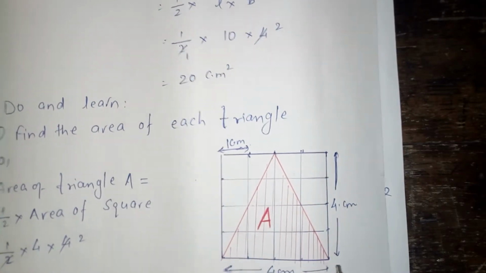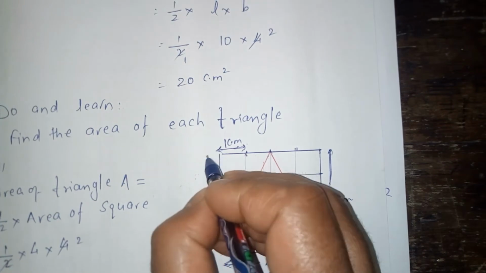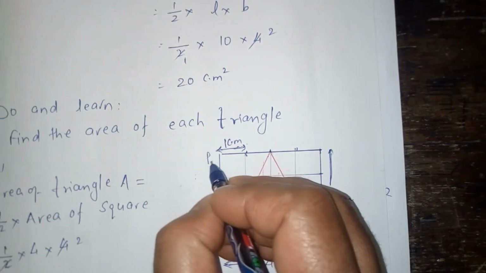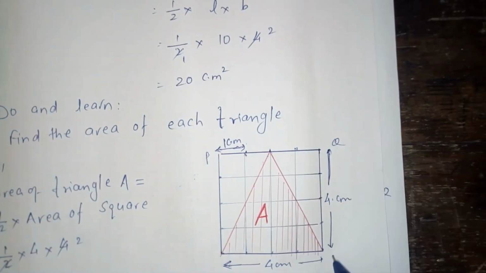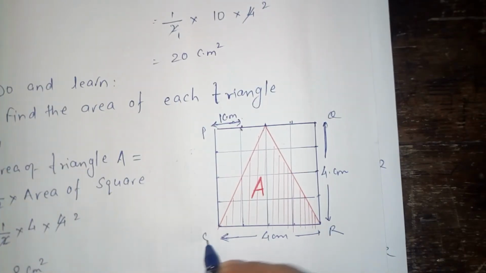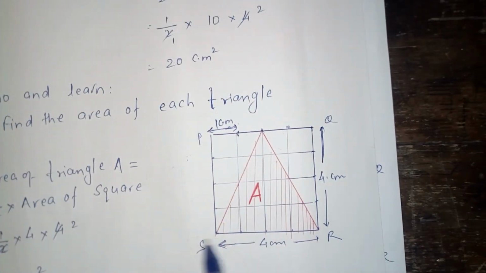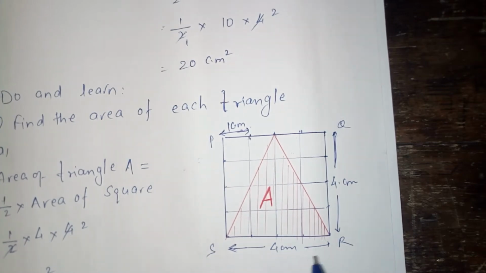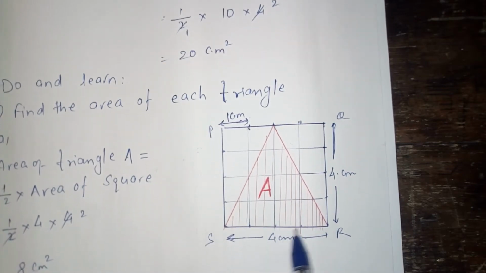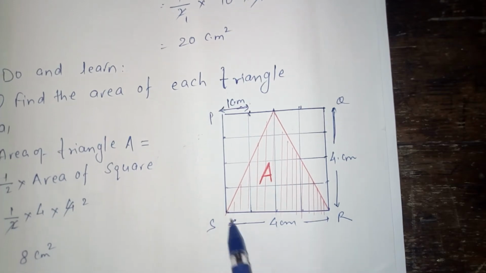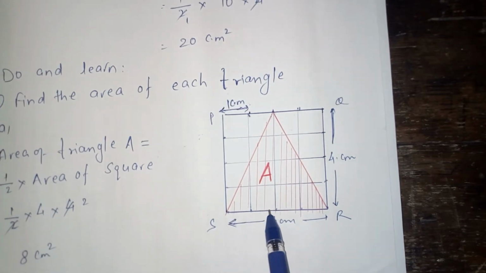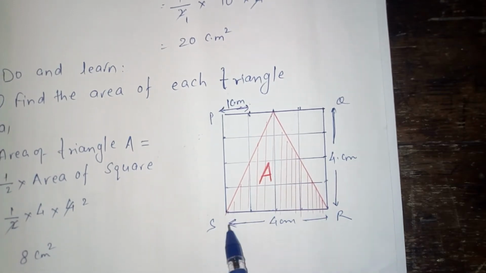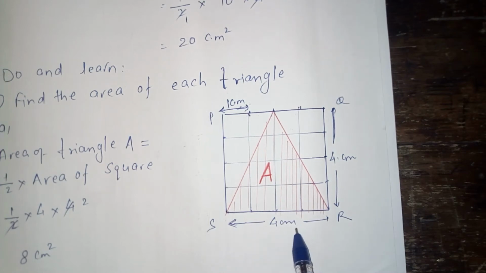Now as you are looking, suppose for example this is P, this is Q, this is R and this is S. PQRS is a square. Now in a square all sides are equal. How did you find it? All sides are equal. Now look here, this is 1, 2, 3 and 4, so SR is equal to 4 centimeter.